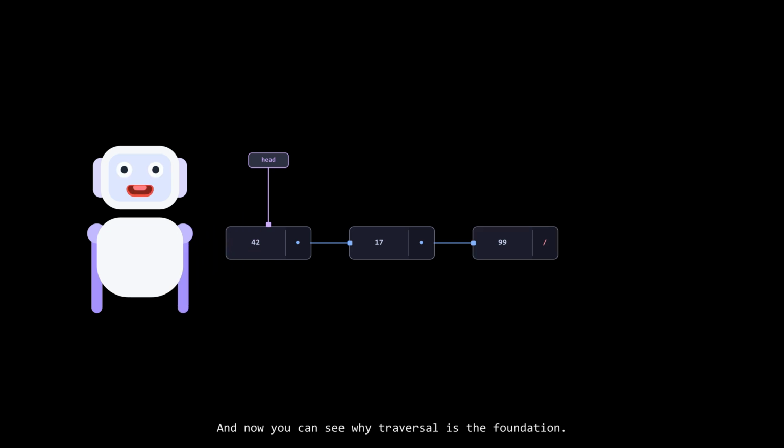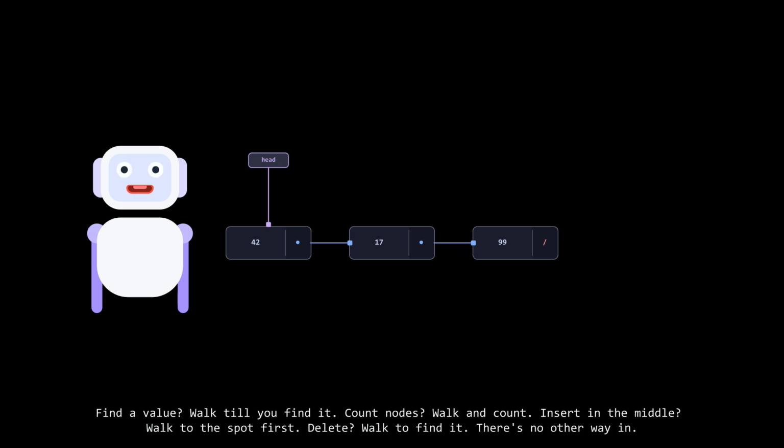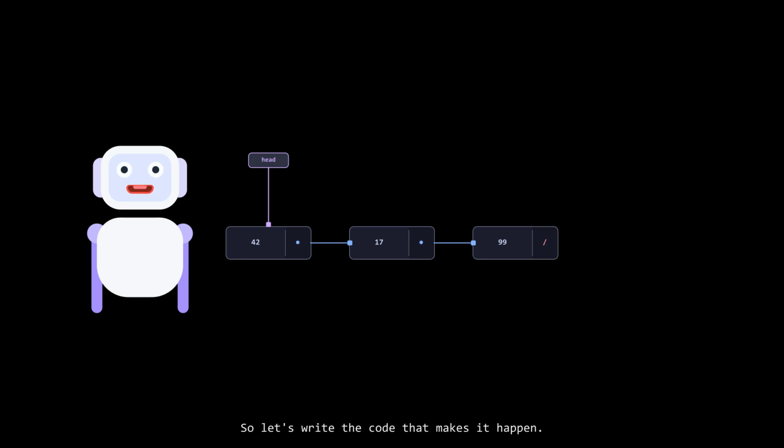And now you can see why traversal is the foundation. Find a value, walk till you find it. Count nodes, walk and count. Insert in the middle, walk to the spot first. Delete, walk to find it. There is no other way in. So let us write the code that makes it happen.